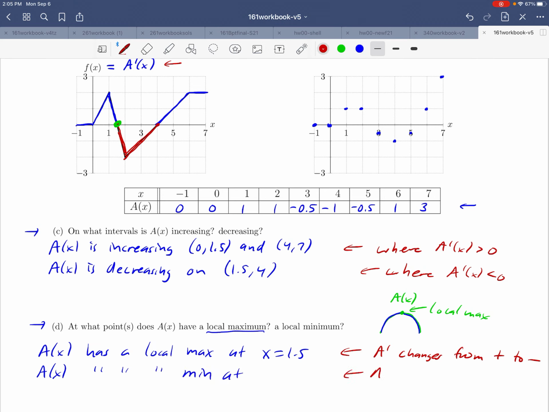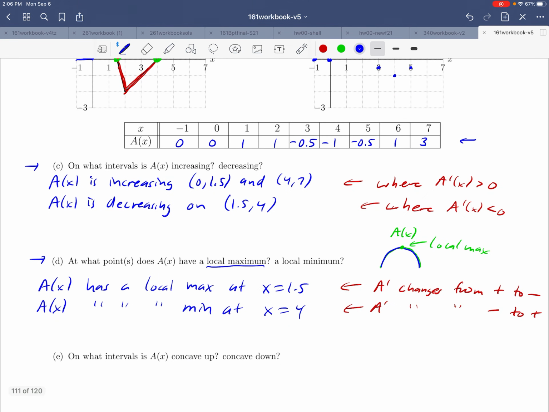Okay, that would be a place where a prime changes from negative to positive. Looking back at the graph in the upper left, are there any points that fit that description? Where a prime of x goes from below the x-axis to above it, and this point right here appears to fit that description, and that's x equals 4. So a of x is going to have a local minimum then at x equals 4. So we're piece by piece gathering information about what this graph of a of x should look like. Let's continue.